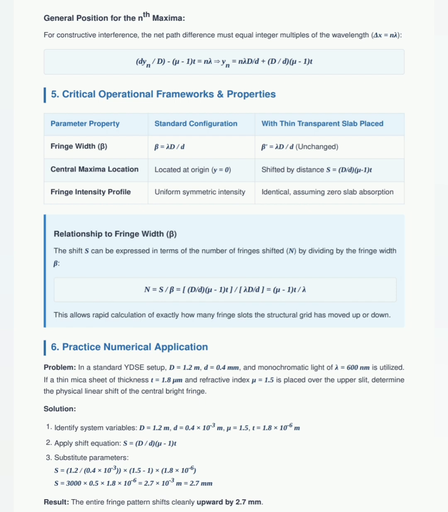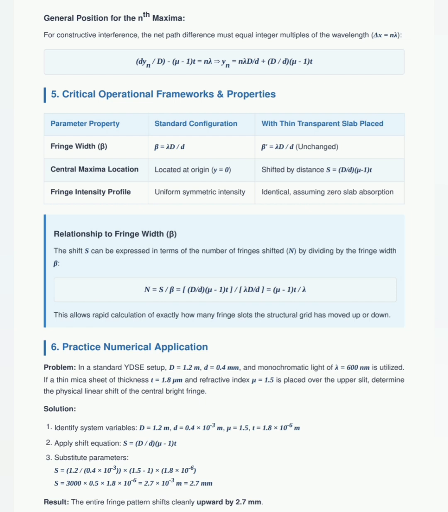Okay. So in relation to the fringe width beta, the shift S can be expressed in terms of the number of fringes shifted, that is capital N. So that will be capital S by beta, and we get (mu minus 1)t by lambda. So this allows rapid calculation of exactly how many fringes the pattern has moved up or down. So in that case, this formula will help us.